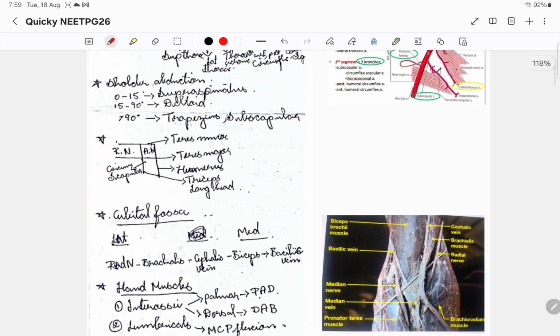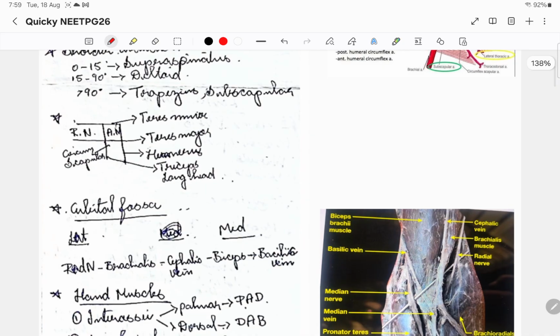Okay, so in the triangle of the shoulder, or the triangle of the axilla, the upper border is formed by the teres minor. Please remember this is minor. Above is minor, not major. Then the lower border will be formed by teres major, the lateral border by the humerus, and the medial border by the triceps long head.